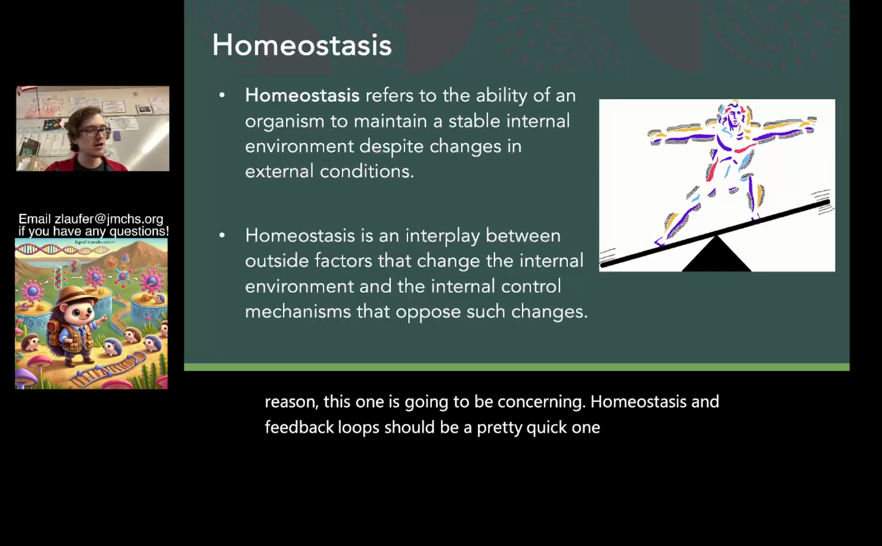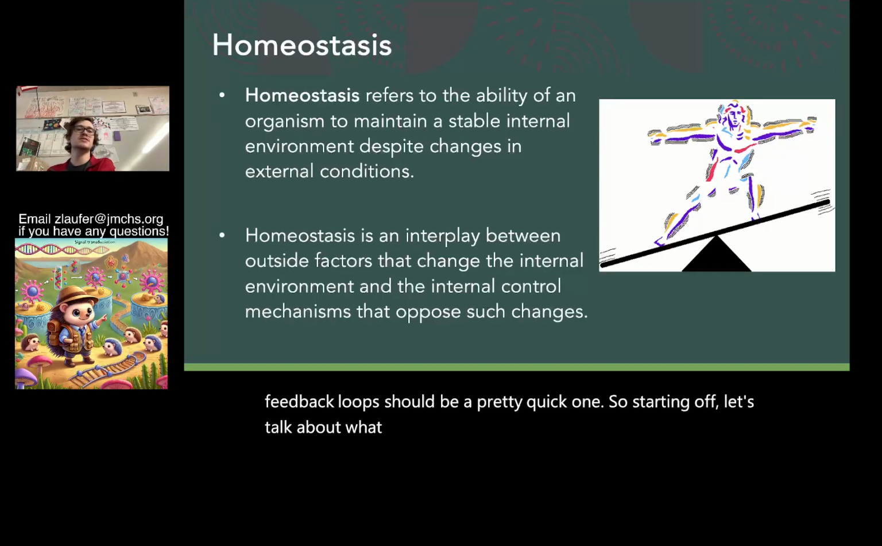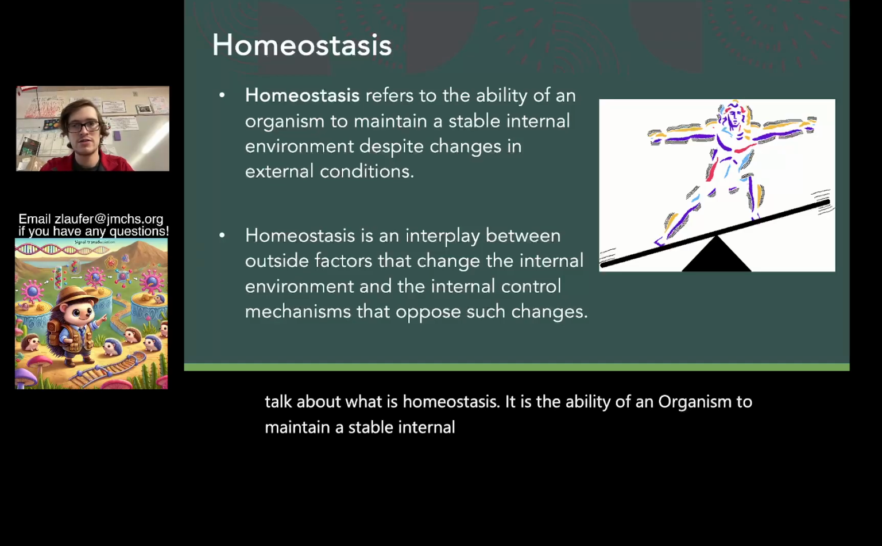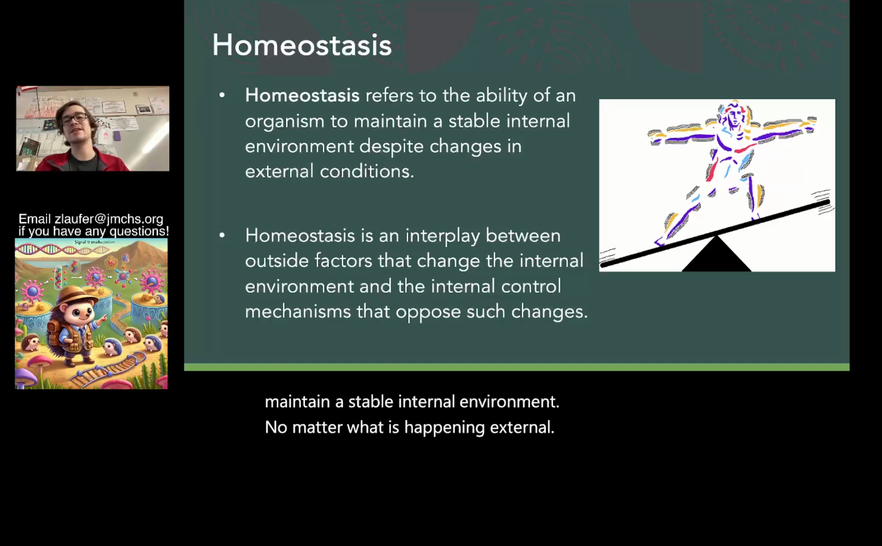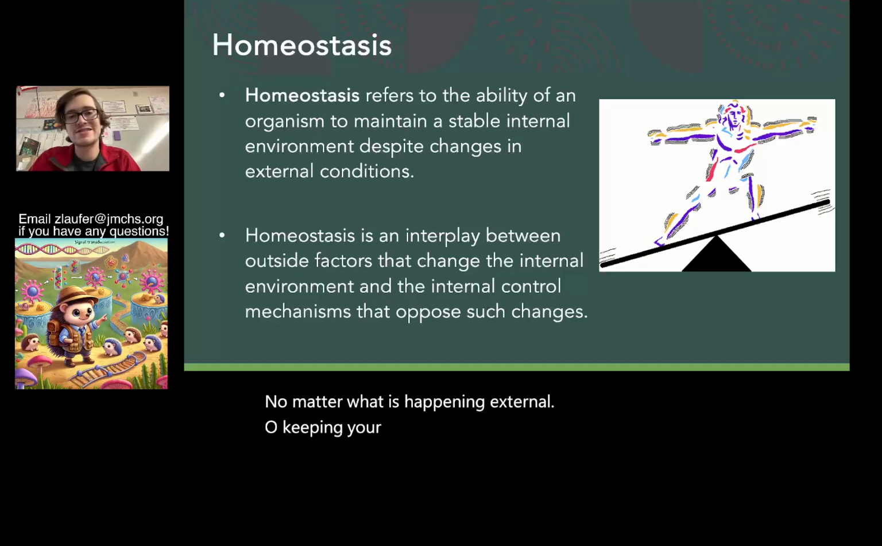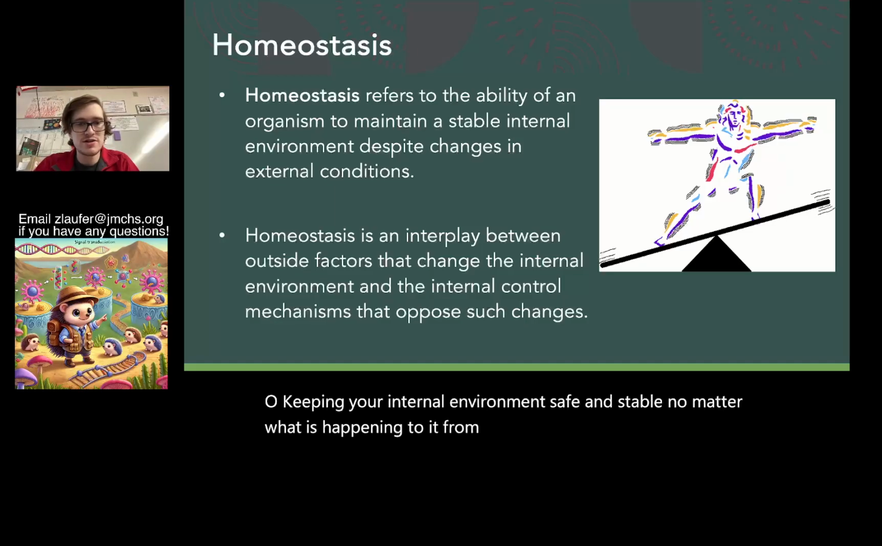So, starting off, let's talk about what is homeostasis. It is the ability of an organism to maintain a stable internal environment no matter what is happening external. So, keeping your internal environment safe and stable no matter what is happening to it from external conditions.